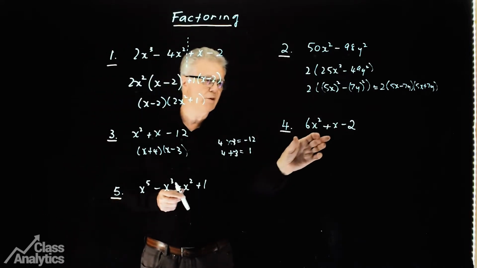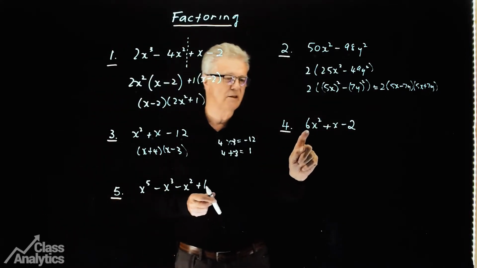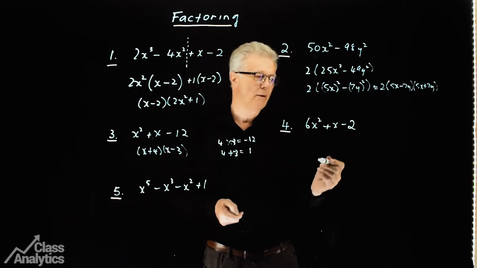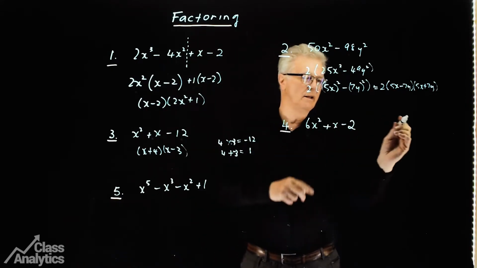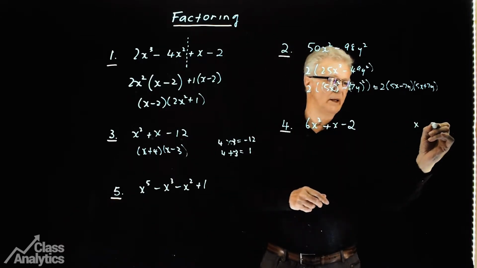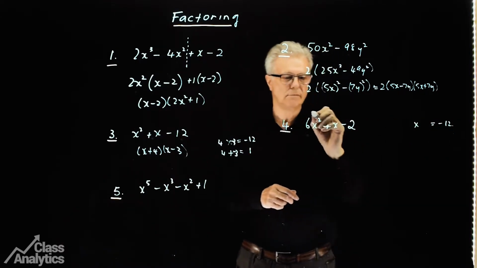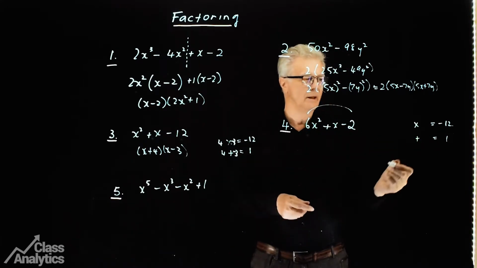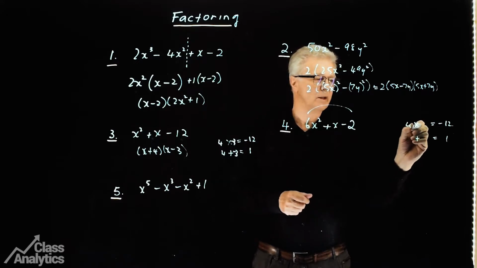All right, moving across to this one. This is a non-monic because you've got a 6 in front of it. And there's two methods for this, which I'll show you. First of all, you multiply these two together and say what two numbers multiply together give me negative 12, and add up to give me 1. Well, we know what that is. That's going to be 4 and minus 3 as before.